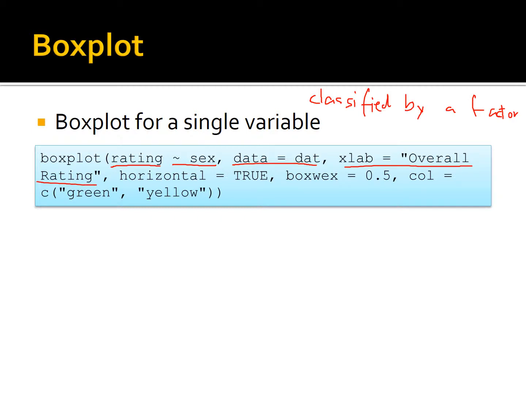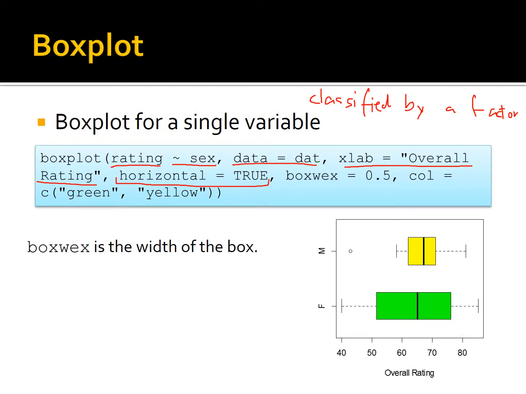It's supposed to be ylab, right? But I put it as xlab because I would like to use horizontal equal TRUE, such that the box plot is laying down like this. And boxwidth is the width of the box, and I provide the color, the green one for female and yellow one for male.